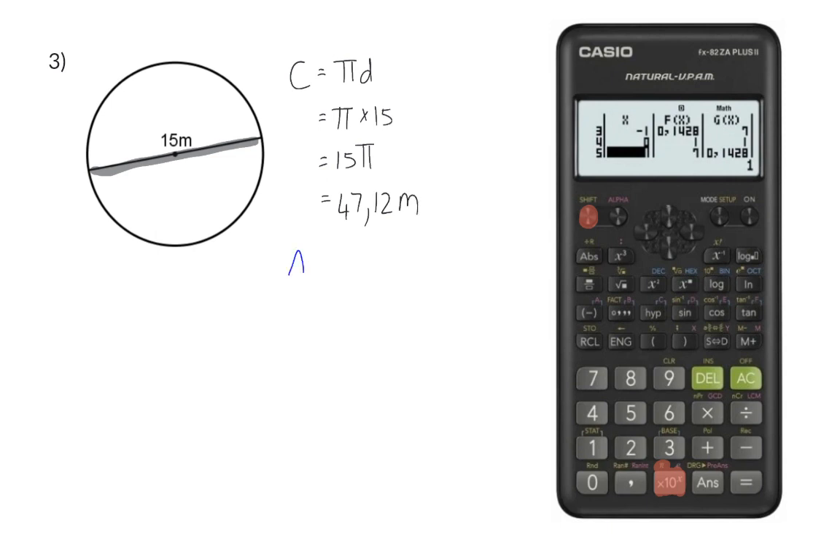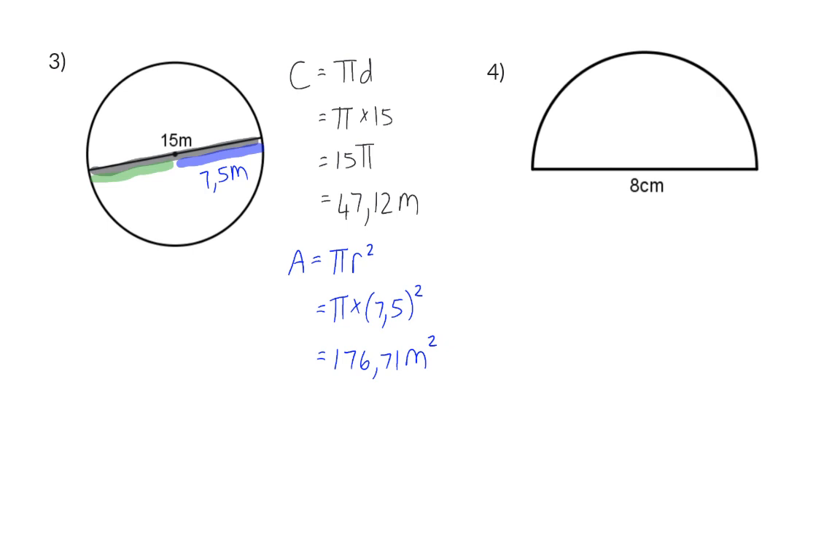For the area of a circle, we have the formula pi times radius squared. Remember that the diameter of a circle consists of 2 radii, and therefore we will make use of half of the diameter, and that will be 7,5 meters. So here we'll substitute pi times 7.5 to the power of 2, and round it to 2 decimals, that will be 176,71 meters squared. In example 4, we now have only half a circle or a semicircle.